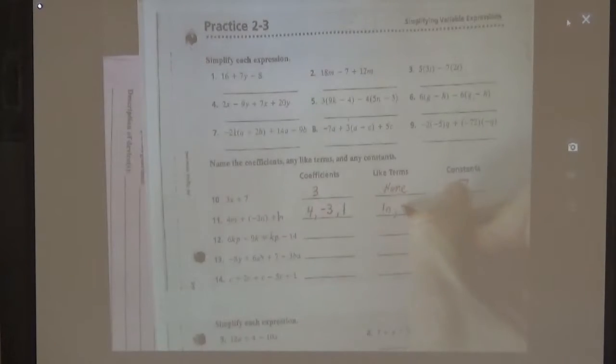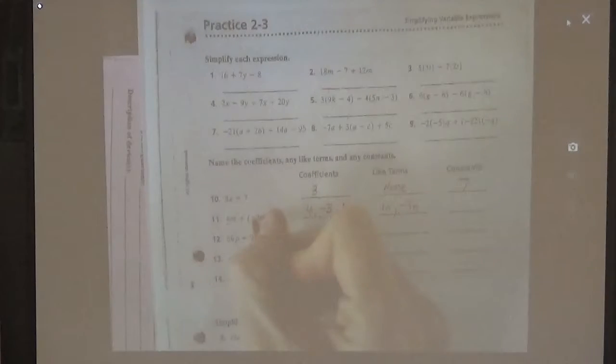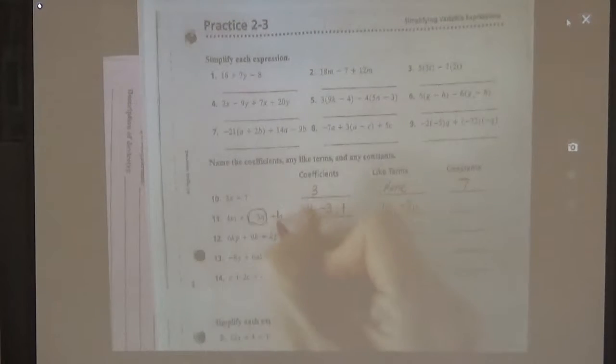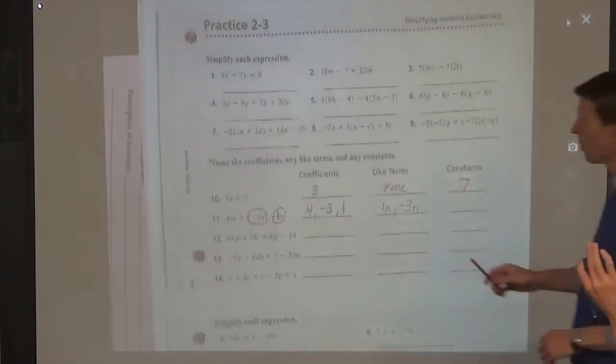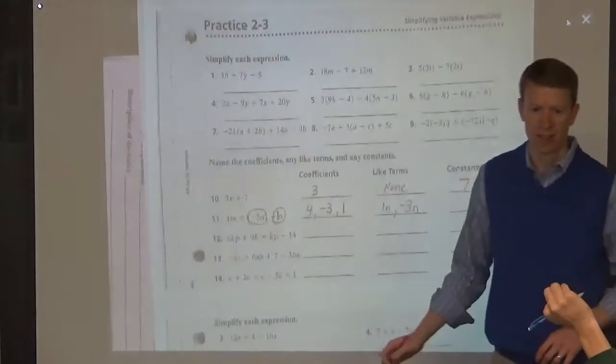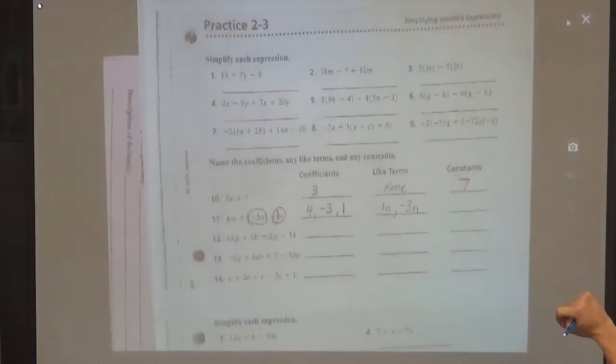Negative 3n. These two terms, and I'll circle them, these two terms are alike. Negative 3n and 1n. And that means that we can do what with those terms? If we were solving this or simplifying this, what could we do with those like terms? Andrew? We could add those together.